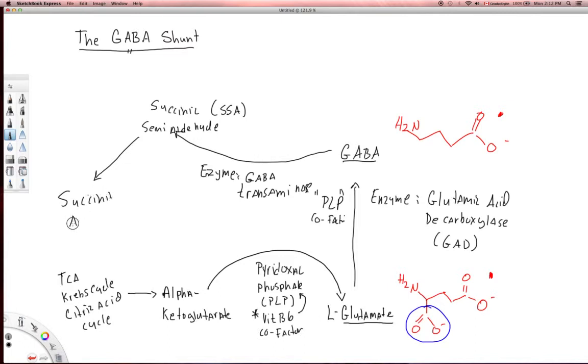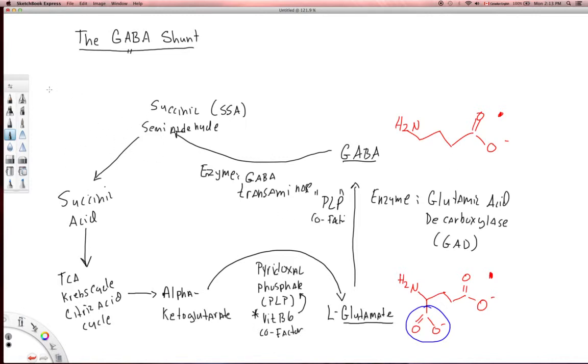Succinic acid here. You should be familiar with succinic acid because it is a molecule in the Kreb cycle, and you can feed that back into the Kreb cycle, and then out pops alpha ketoglutarate, which can be turned back into glutamate, which can be turned into GABA. Or maybe the glutamate's used, and maybe I don't need to make GABA. So it's a really cool thing.